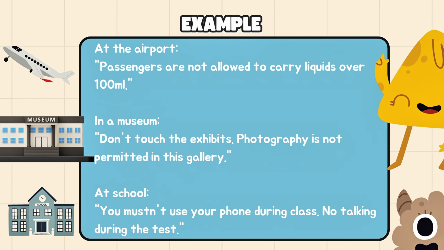These are examples of showing prohibition. At the airport, passengers are not allowed to carry liquids over 100 milliliters. In a museum, don't touch the exhibits. Photography is not permitted in this gallery. And then, at schools, you mustn't use your phone during class. No talking during the test.